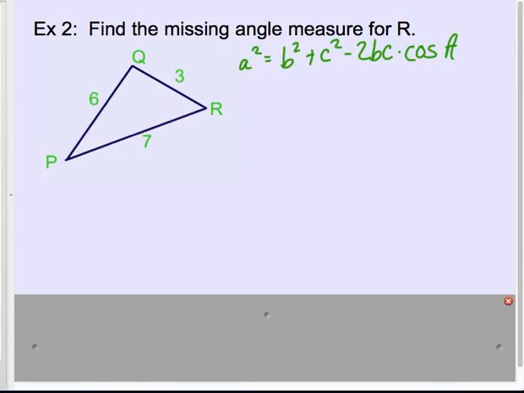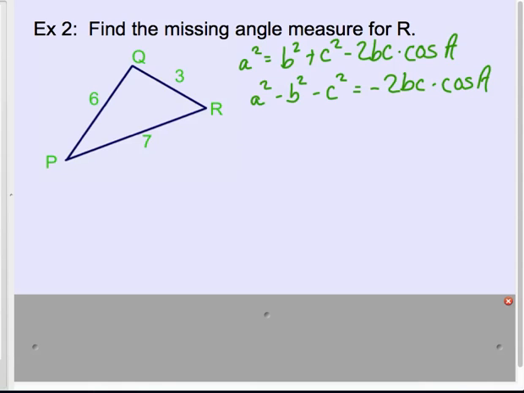Most students make mistakes when they're solving this formula when the numbers are substituted in by forgetting order of operations, which is why I think it's helpful to have both formulas, one solved for the side and one solved for the angle. So the first thing I'm going to do is subtract b squared and c squared from both sides of the equation. Don't lose that negative sign in front of your 2.